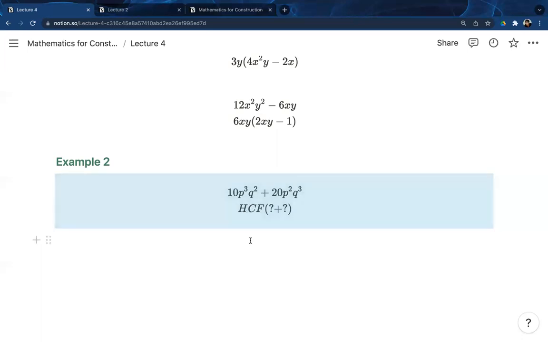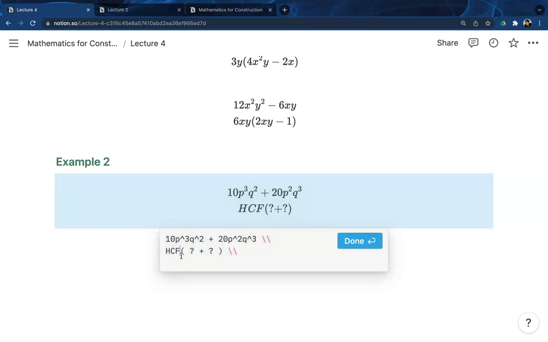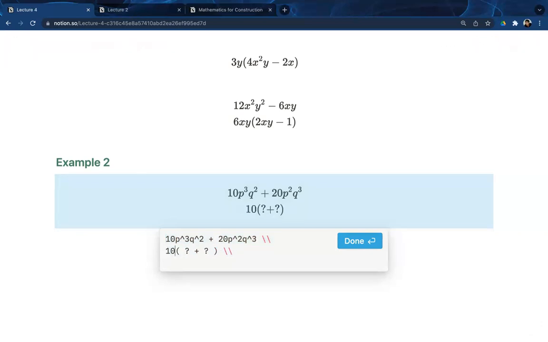What is the HCF of these two things? Who could tell me? You could do it by eyesight. By now you could do it by eyesight. What's the HCF for 10 and 20? Do the sign, then the number, and then the letters. So the HCF, it will be 10.